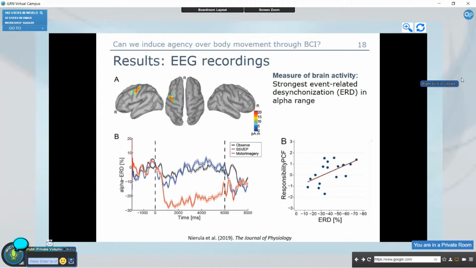Next, we correlated the event-related desynchronization during this phase with participants' ratings of responsibility and control, and found that for responsibility, there's a relationship with brain activity. So the higher the brain activity, the more participants are feeling responsible for breaking the virtual object.